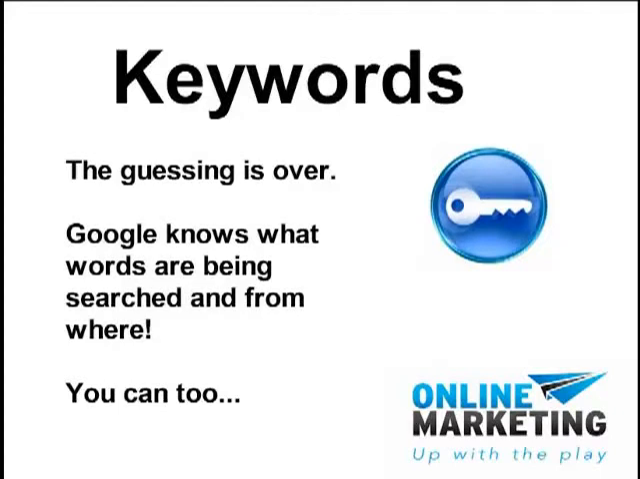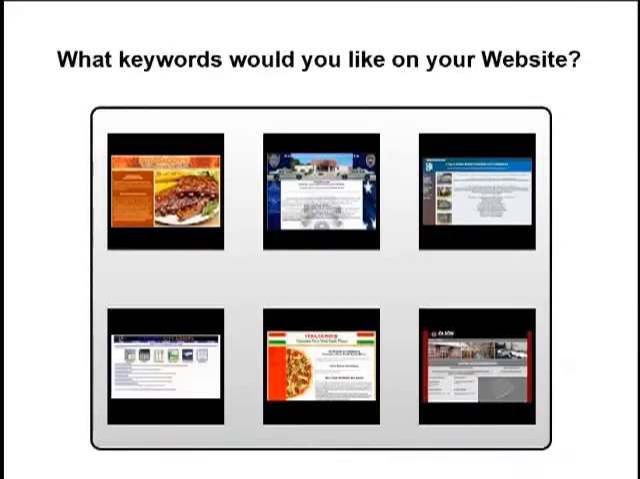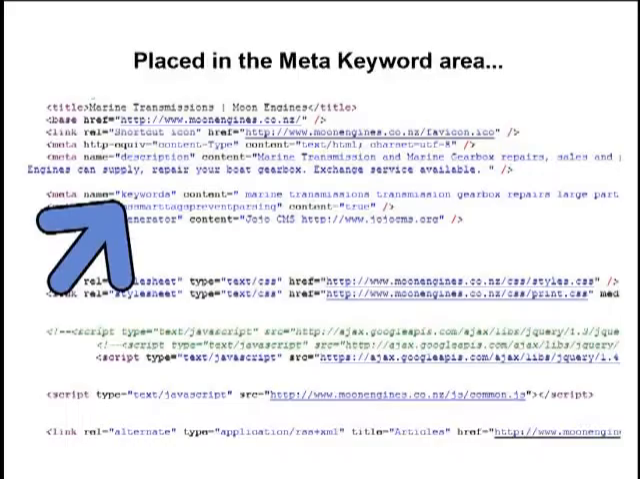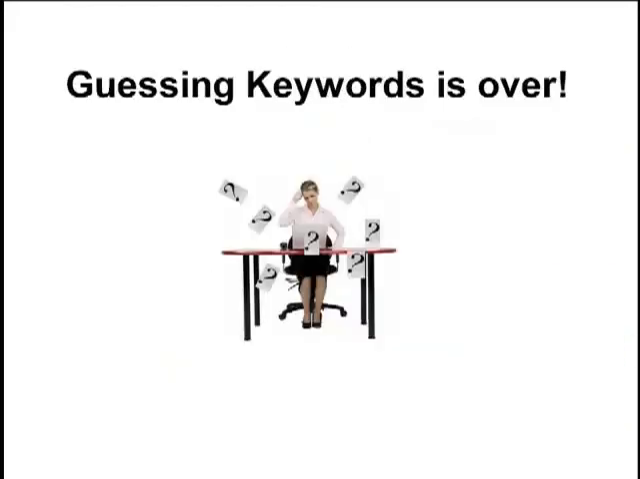Keywords. The guessing is over. Google knows what words are being searched and from where, and you can too. You'll probably remember when your web developer created your website for you that they would have asked you what keywords you'd like on your website, and they probably entered those keywords in the meta keyword field. The days of guessing keywords are now over.